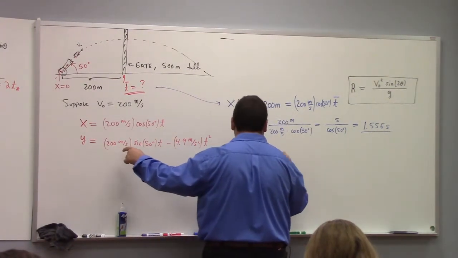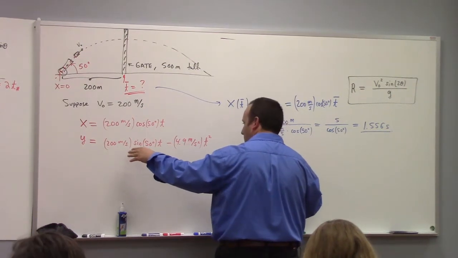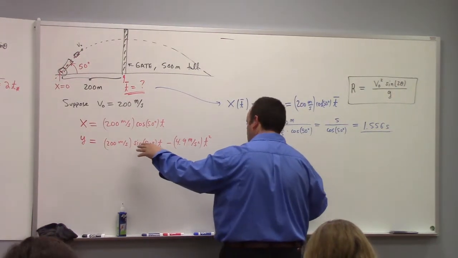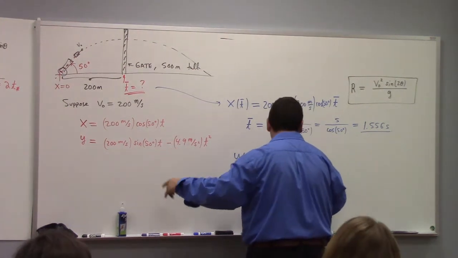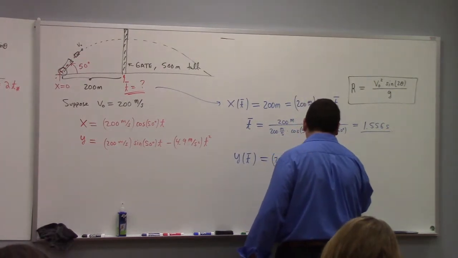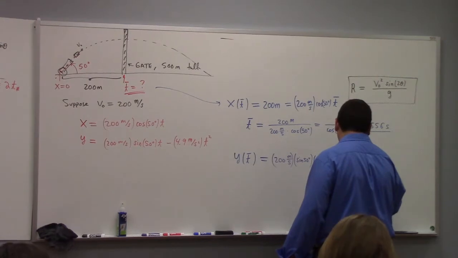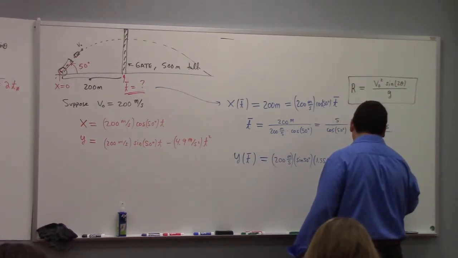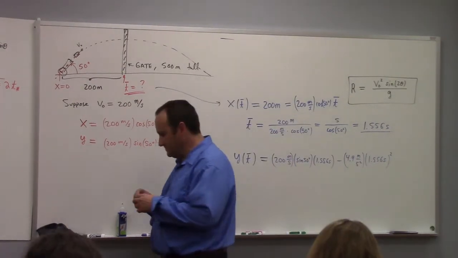Just a comment. You know, physics is mathematical. And that's probably easier to notice with me than some other instructors, but it is. Let's see here. 50 degrees. T-bar, which is 1.556 seconds, minus 4.9 meters per second squared, times 1.556 seconds quantity squared. What does that give us? What is y of t-bar?